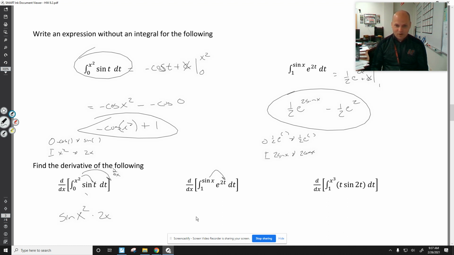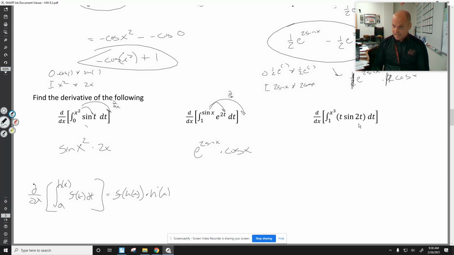So it works out where it's like plug in sine x in for t, but then multiply by the derivative of sine x. That ends up being the rule. And you can see if you wrote the derivative of this, it's 1/2 e to the 2 sine x times 2 cos x. The 1/2 and the 2 go away, e to the 2 sine x cos x. That's where the rule comes from.